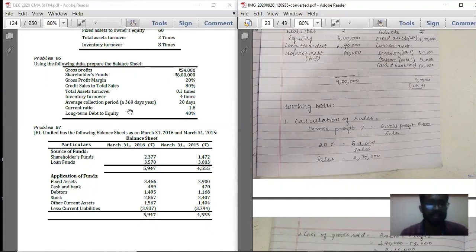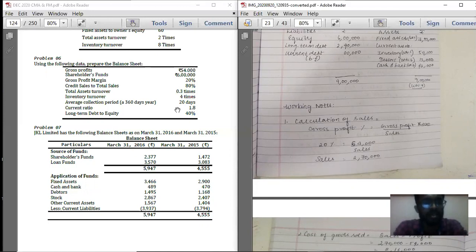And next is average collection period, that is 20 days. What is the formula for average collection period? 360 divided by debtors turnover ratio. Here we know the days is 20, so 360 divided by 20 gives the debtors turnover ratio, that is 18. Debtors turnover ratio is 18.